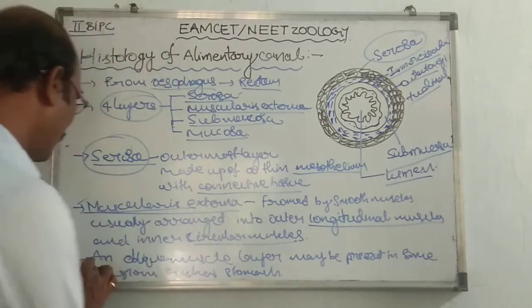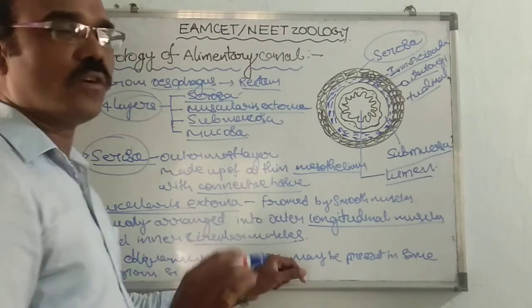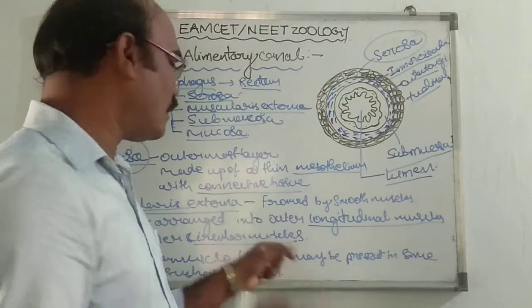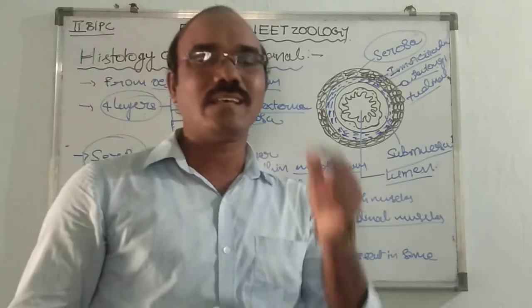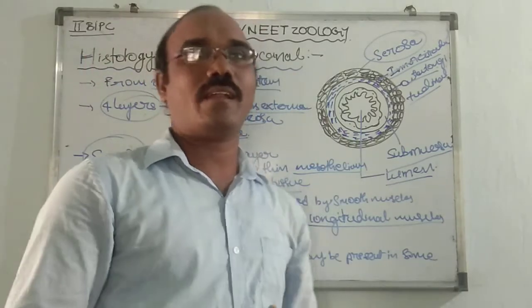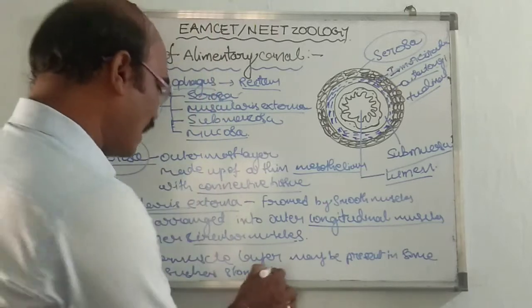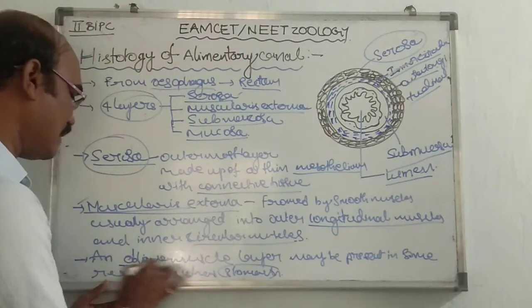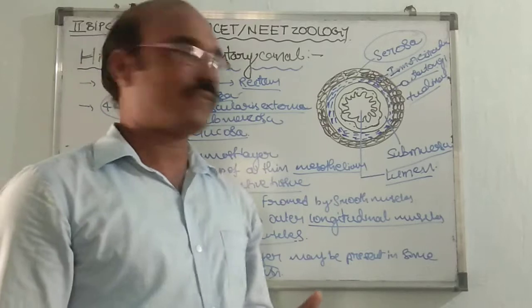Then coming to an oblique muscle layer. The oblique muscle layer may be present in some regions of the alimentary canal, such as in the stomach. Which layer is the oblique muscle layer?